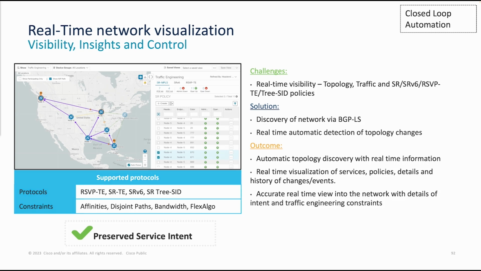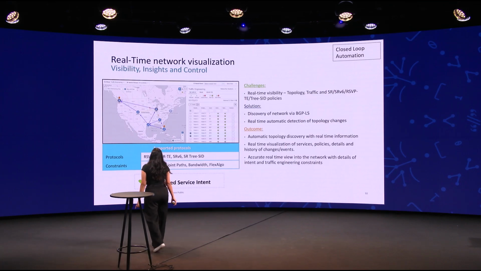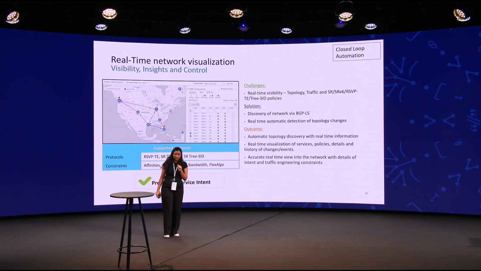You can go into any of these details. You can see what's happening. You can see the health. You can see path changes. You can see state changes, all of that stuff. I want to bring your attention to this. The protocols we support are RSVP, SR, SRv6, and TreeSID.